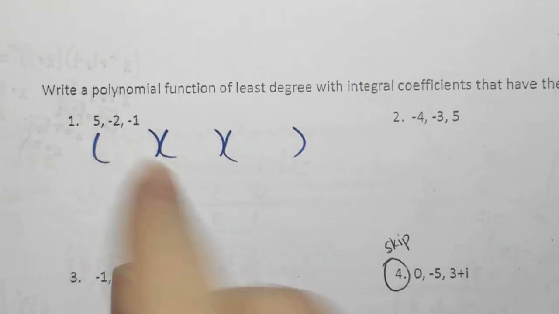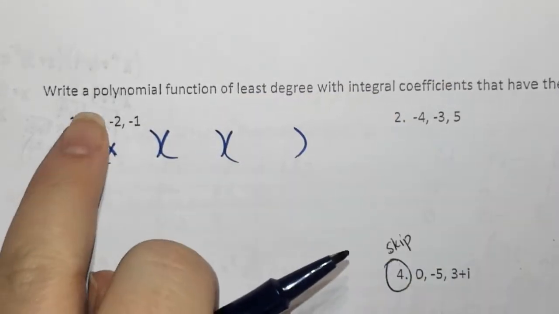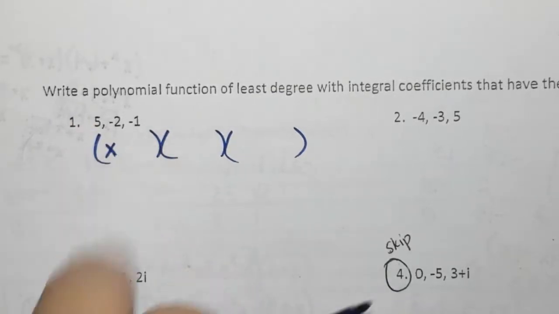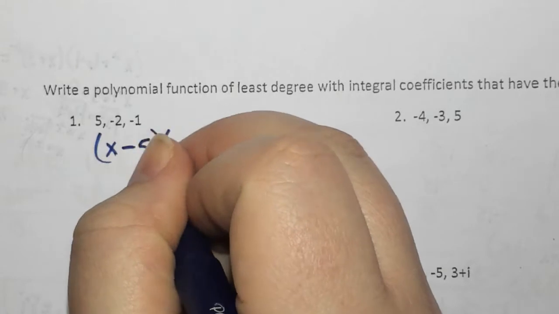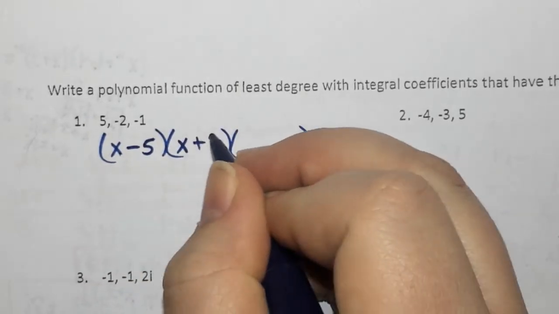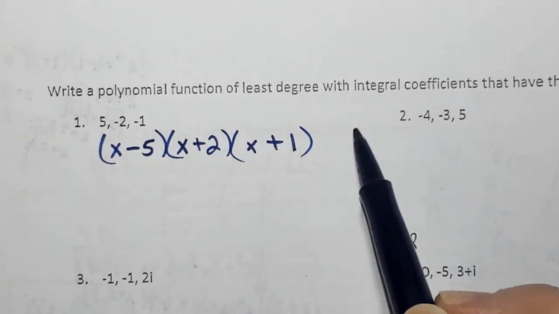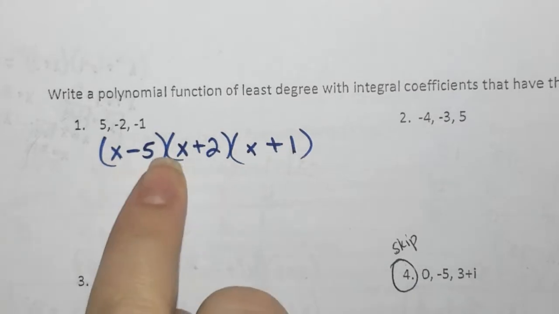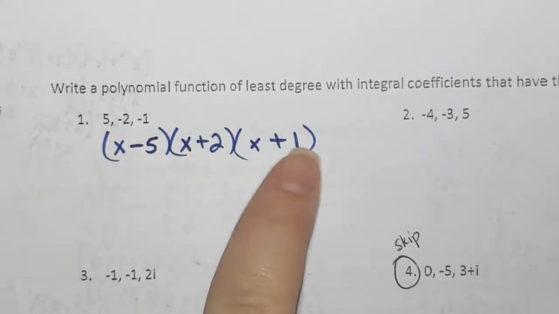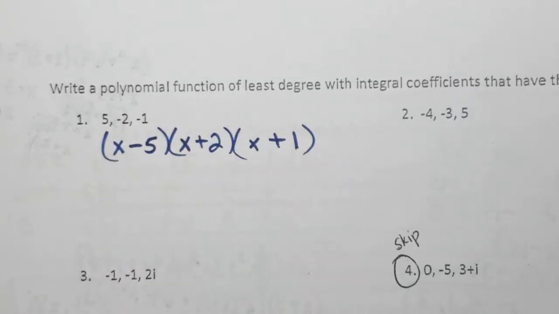If 5 is an answer, and I knew one of the zeros was 5, what should I write here? X plus 5 or x minus 5? And then I should write x plus 2. And then I should write x plus 1. Because again, when we set it equal to 0, we end up changing the sign. So negative 5 gives me an answer of positive 5. X plus 2 gives me an answer of negative 2. X plus 1 gives me an answer of minus 1. Are there any questions about this line?